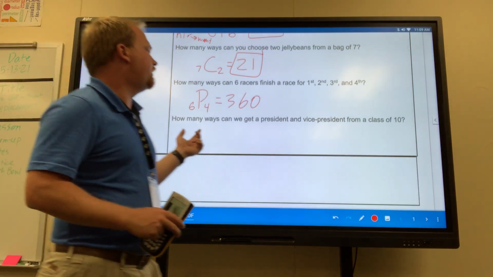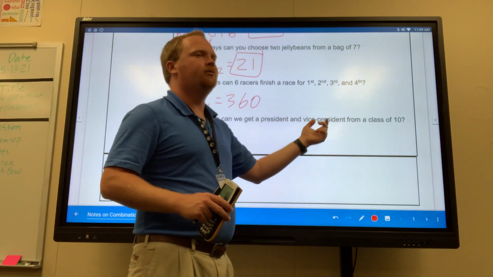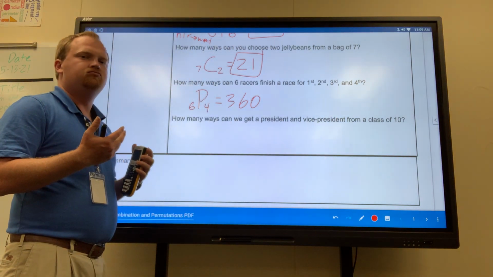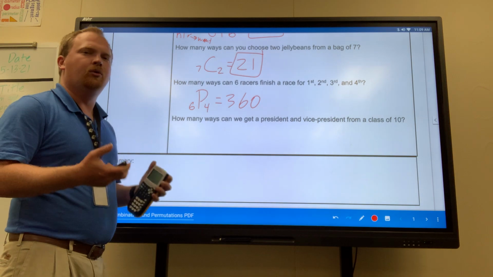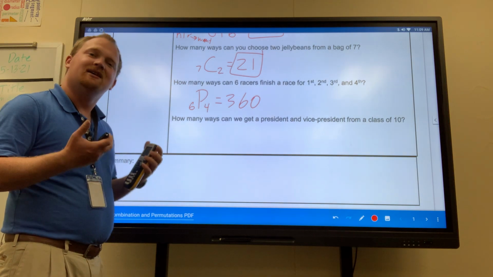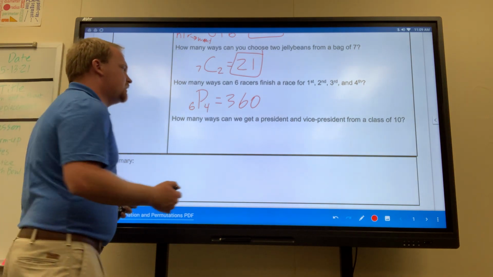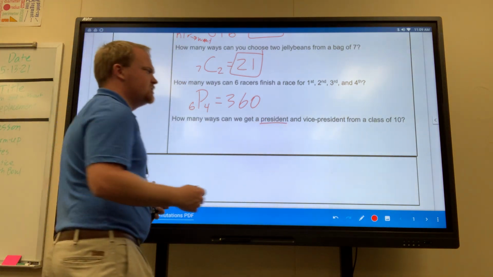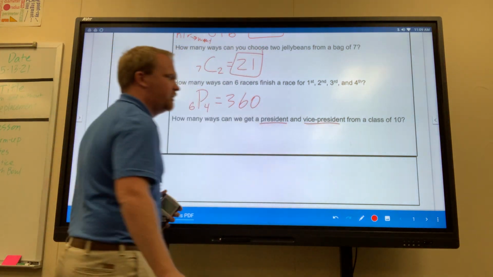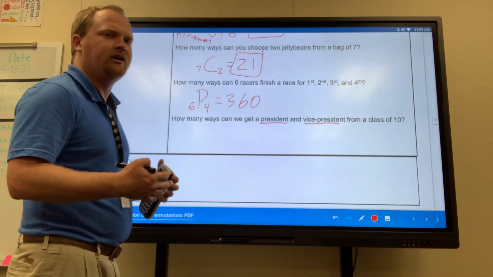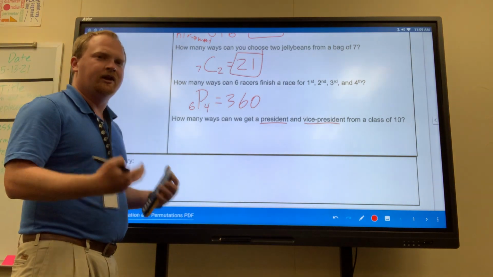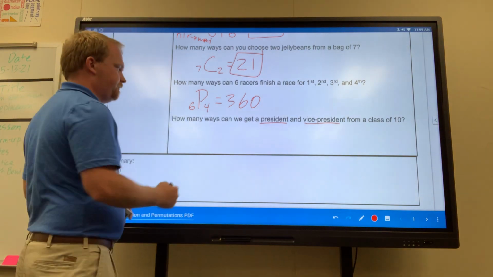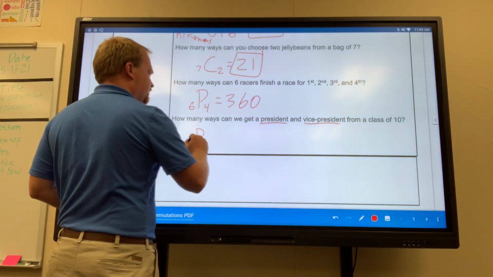Lastly, we want to figure out who the president and vice president will be in a class of 10. Again, does the order really matter? Technically, yes, because president is a different position compared to vice president. They both have different responsibilities. They're not created equal. So the order does matter, and this is a permutation.